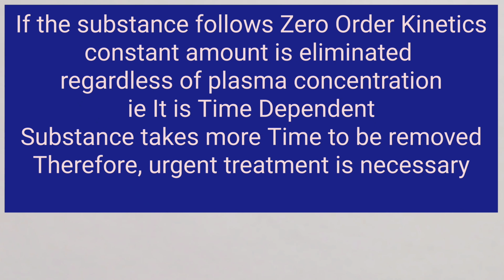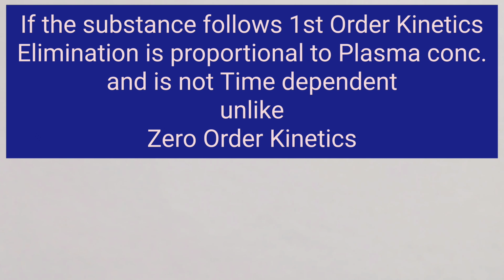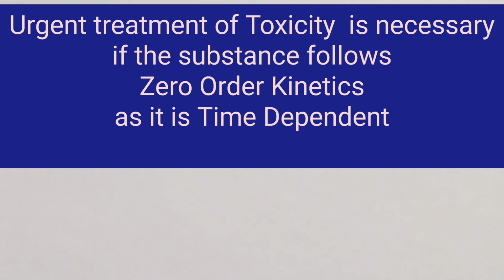For example, if a substance follows zero order kinetics, the amount eliminated will depend on time and not the amount ingested. In contrast to first order kinetics, in which the amount eliminated will depend on the maximum blood plasma concentration and not the time. As we have learnt earlier, zero order kinetics is time dependent, that is, more time is taken to remove or eliminate the substance from the body compared to first order kinetics, which is concentration dependent, where the rate of elimination is directly proportional to the concentration of the drug.